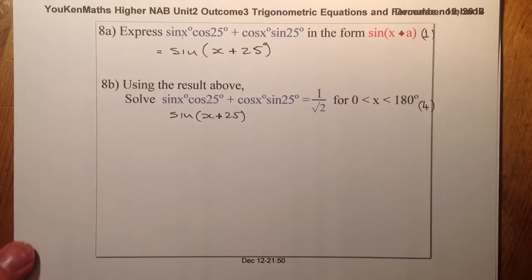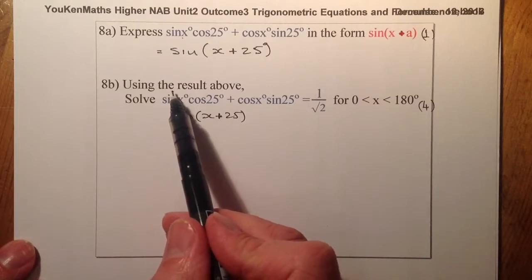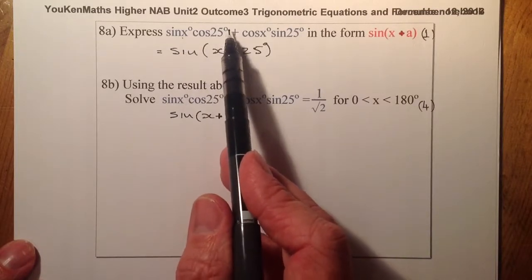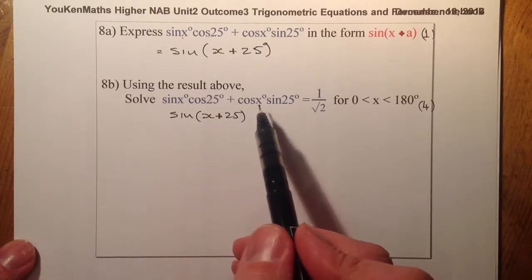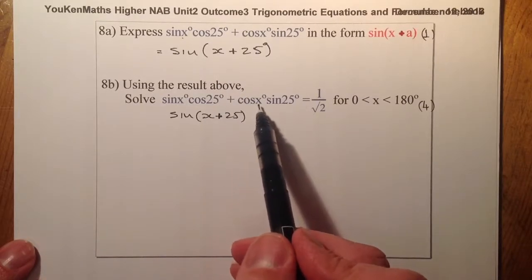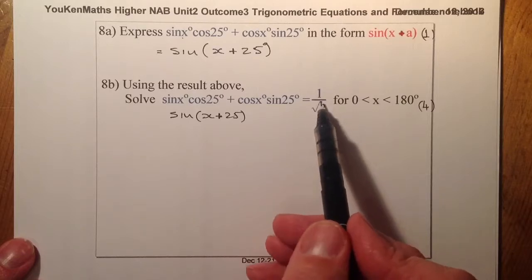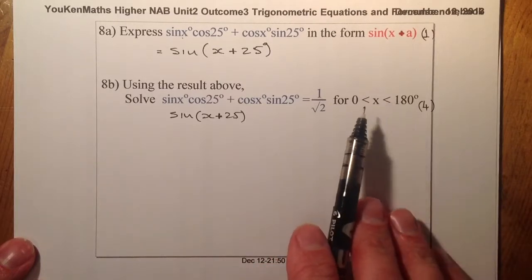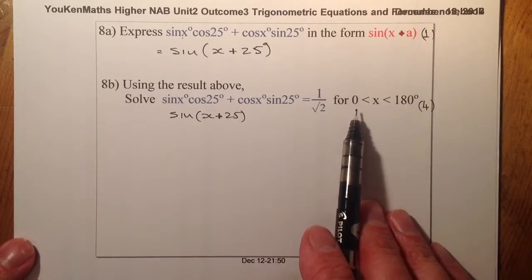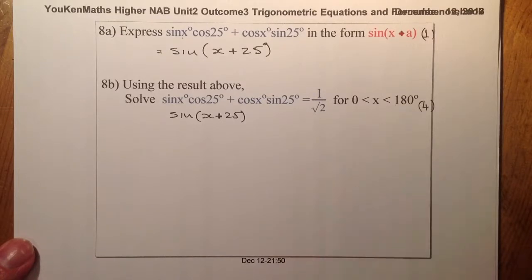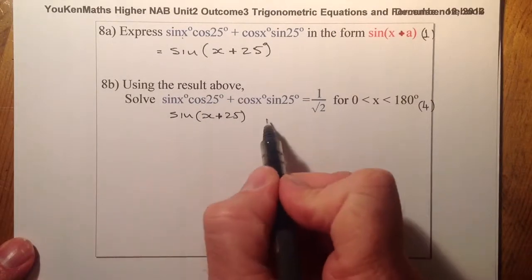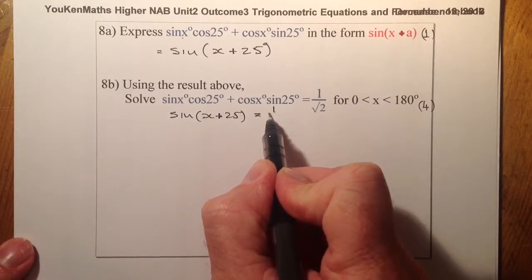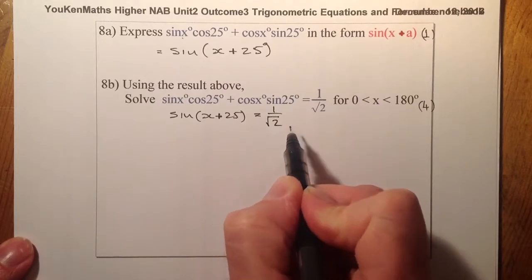If I look at part B, I have to use the result from above, this simplification, to solve an equation. The equation is equal to 1 over root 2, and I've got a range between 0 and 180 degrees. So I'm just bringing that down, and I'm going to say that sin(x + 25) is equal to 1 over root 2.